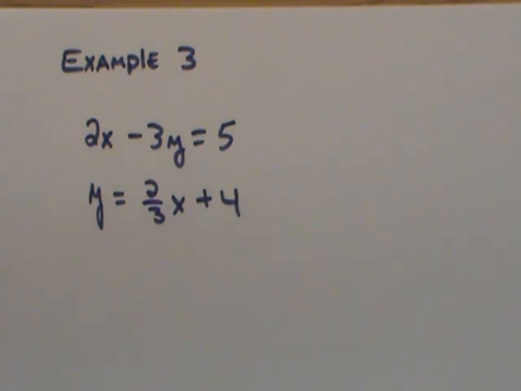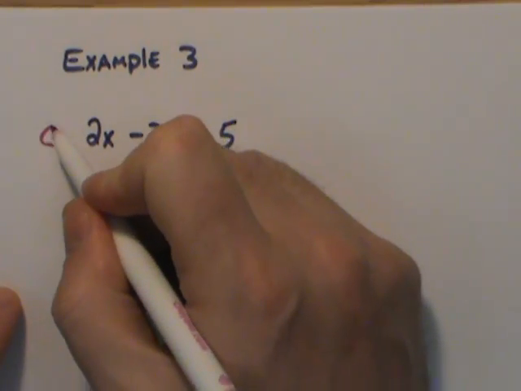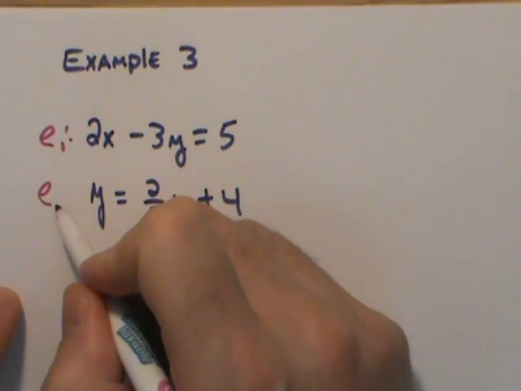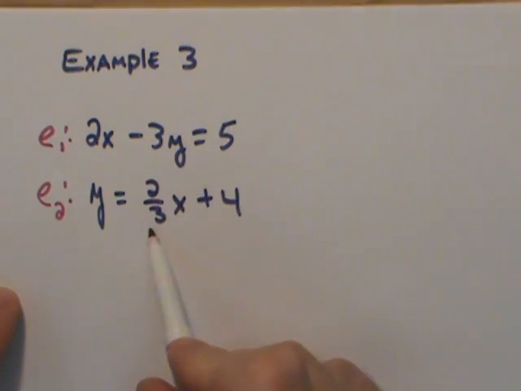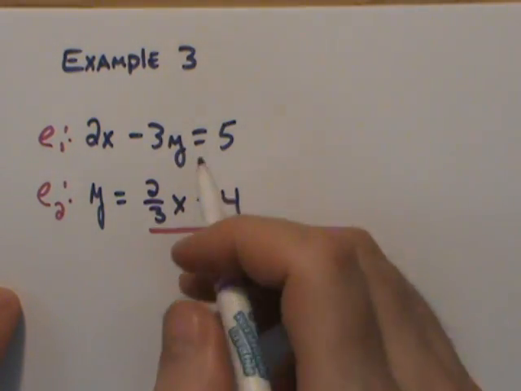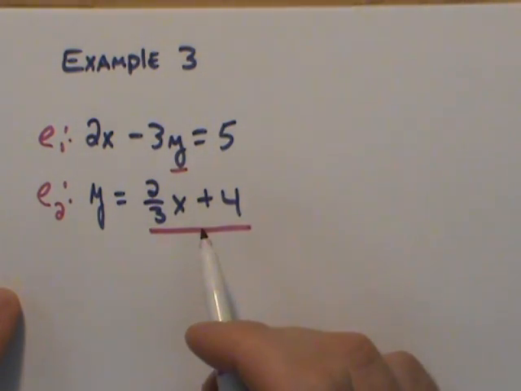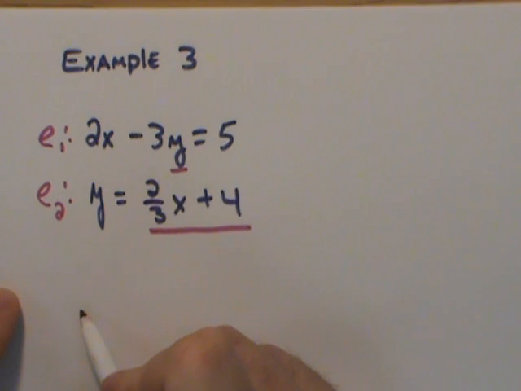Example 3 for substitution. As I inspect the two equations, I notice that the second equation already has the y isolated. As such, it tells me that I can go to the first equation, and everywhere I see y, I can replace it with this rule. And so I'm going to write an equation that says 2x minus 3.